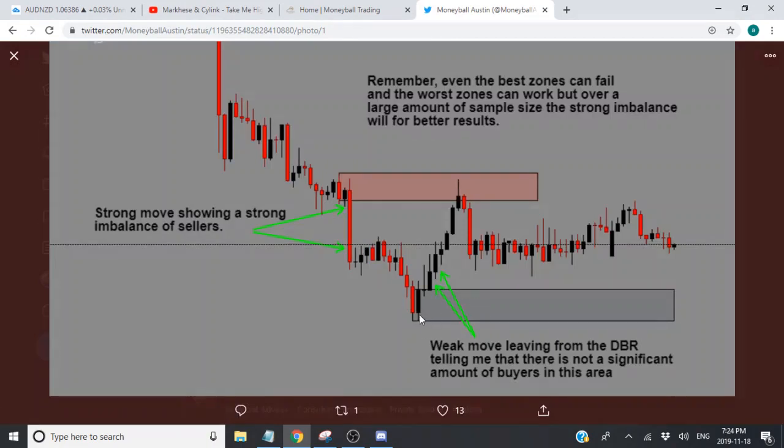Yeah, I made a post about this, showing you guys strong movements away, strong imbalance. These are levels that I want to be trading at compared to this level. Notice how price drops, bases, rallies, and it kind of just grinded up here. It's not a really good imbalance. This is not something I really want to trade at. But do remember, even the best zones can fail and the worst zones can win or work.